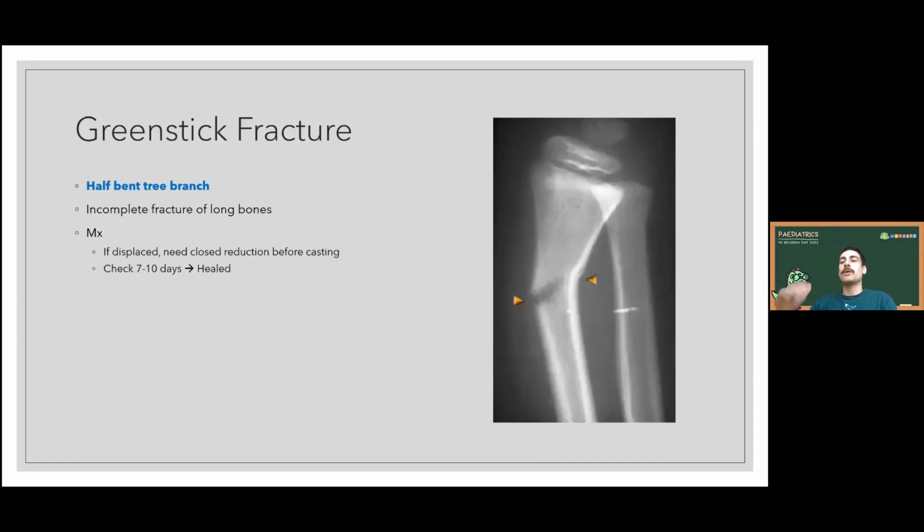Greenstick fracture. The way I remember it is a branch on a tree that's been snapped in half a bit and is dangling there. So it's not completely snapped off, but it's still hanging on by a thread. So greenstick fracture is an incomplete fracture of the long bones. And usually this needs an ortho follow-up in 7 to 10 days. And you might consider at the time, if it's really displaced, doing a closed reduction after consultation with ortho.